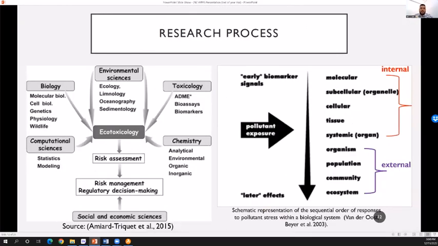And the research process, to explain it in a nutshell: in my research, I use early biomarker signals. So biomarkers can range from the molecular level all the way up to the ecosystem, and we measure internal and external biomarkers. My research mainly looks at the internal biomarkers, so measuring stress responses in marine animal health, and seeing how that translates into the quality of the ecosystems as a whole.